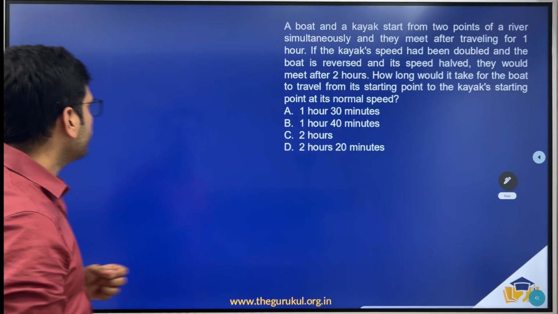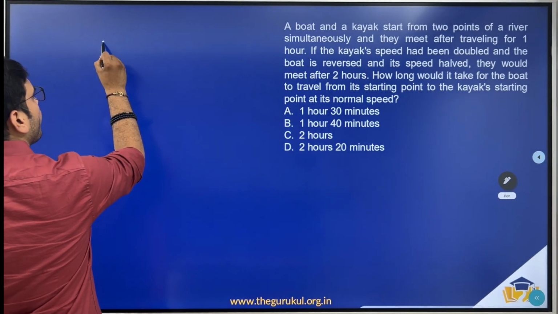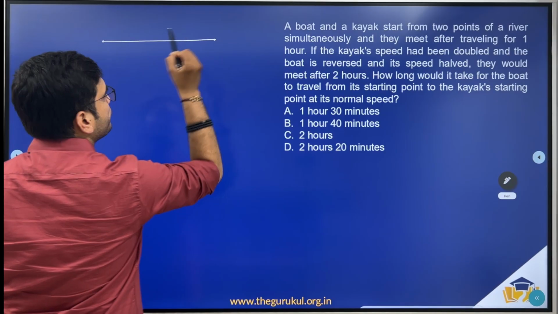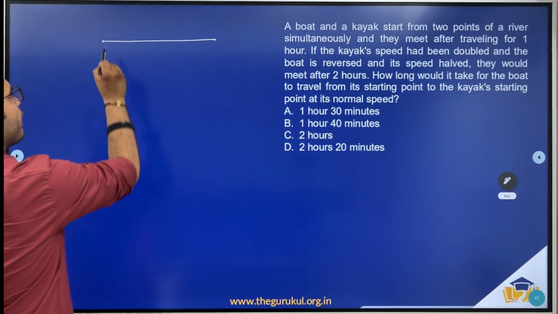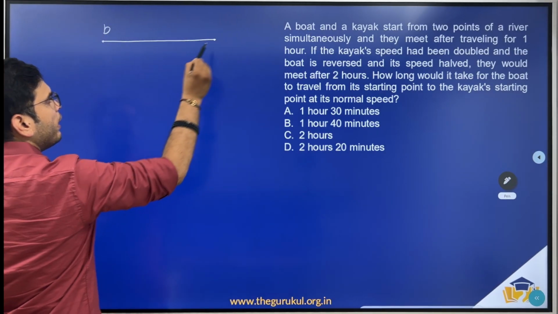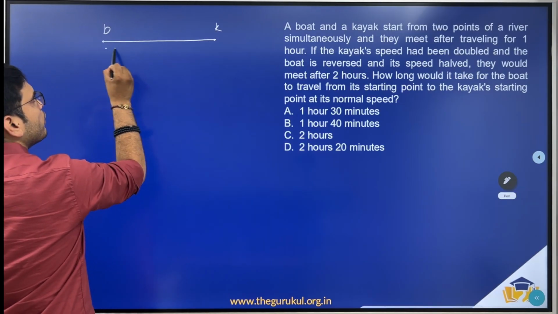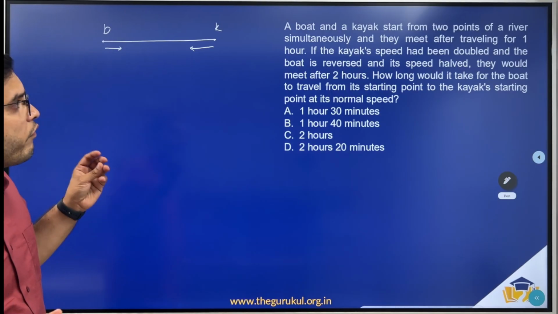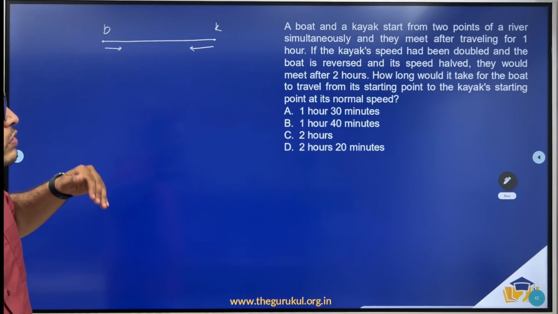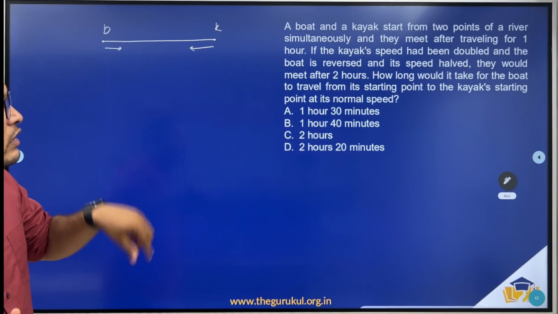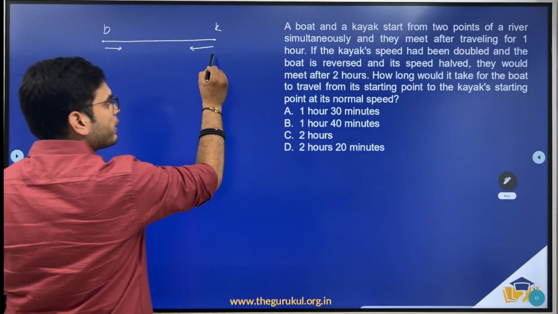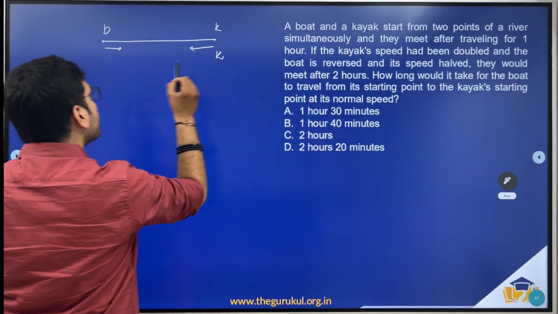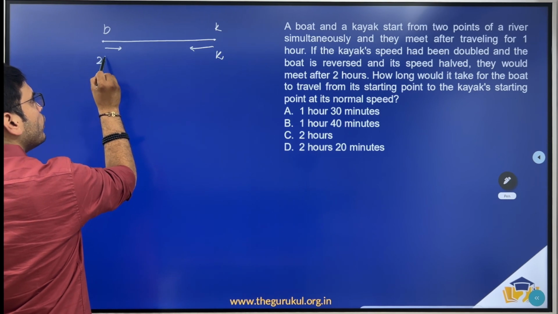Okay, so let me consider 2 points of a river, right? So we have the boat here and the kayak here moving towards each other, right? Now, if the kayak speed is doubled and the boat is reversed and its speed is halved. Now, let me consider the kayak speed to be k, and I'll consider the boat speed to be 2b.